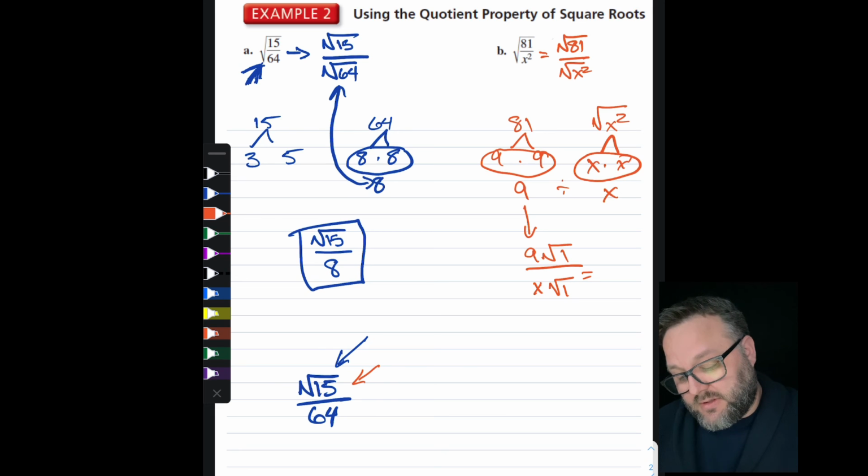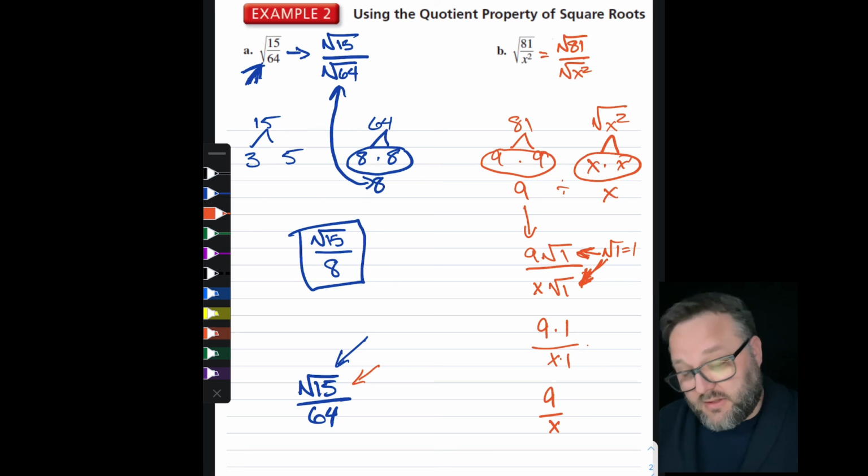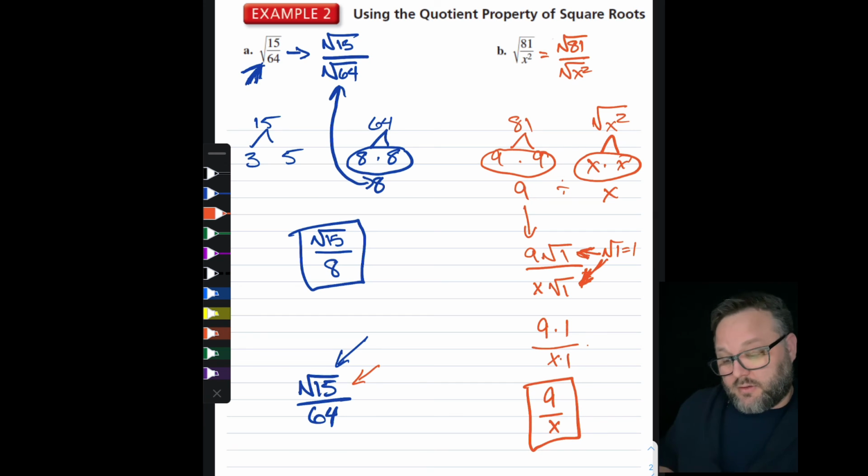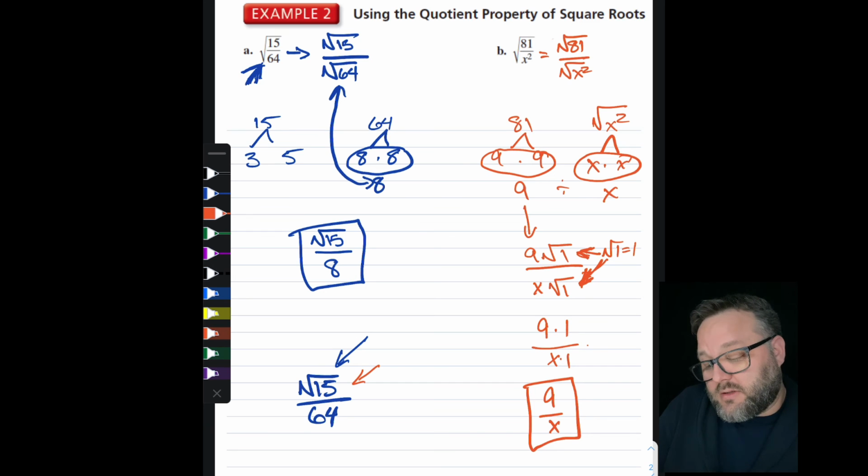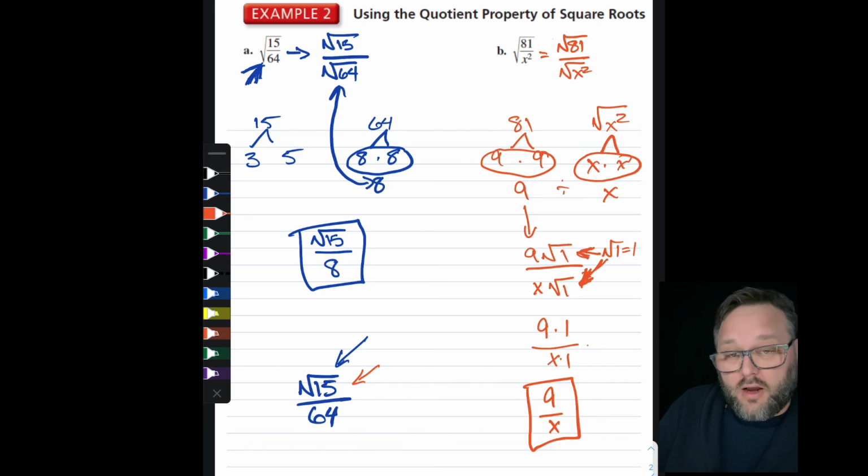Now, the square root of 1 is equal to 1, and that works for both here and down here. I don't know why I put an equal sign beside it. I think I was jumping the gun again. So since these are a fact, this is the same thing as 9 times 1 over x times 1, which is the same thing as 9 over x, because 9 times 1 is 9, and x times 1 is x. And my answer to the square root of 81 over x squared is 9 over x.